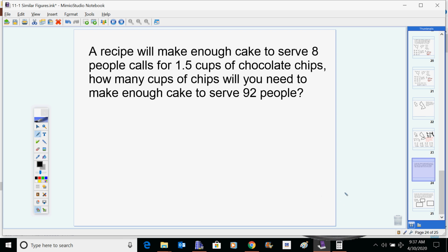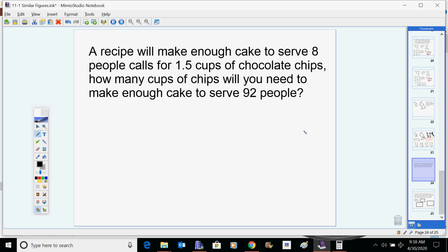Even in the case of wanting to make something, one year we were making cookies for students, and I needed to figure out how much of the ingredients that I needed for a Christmas party, I believe. And so I needed to use this type of math. So this is a pretty good thing to know about.